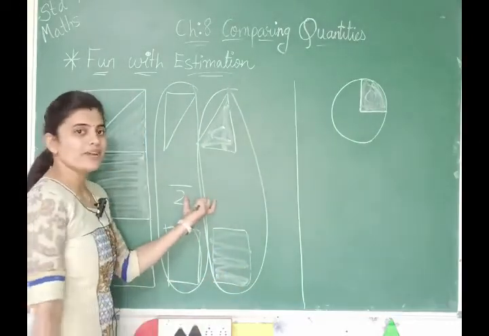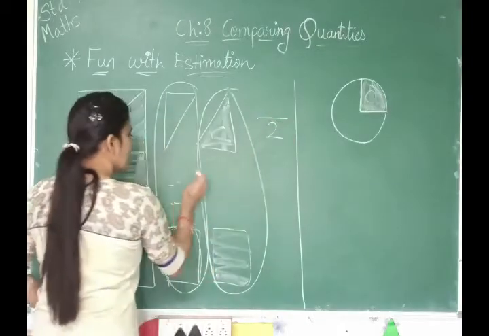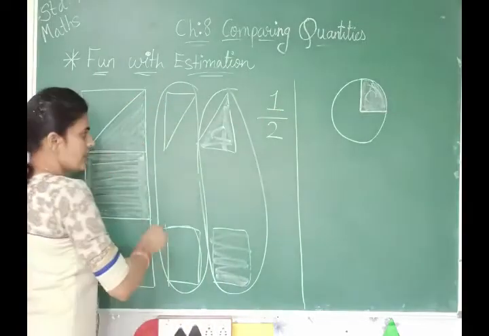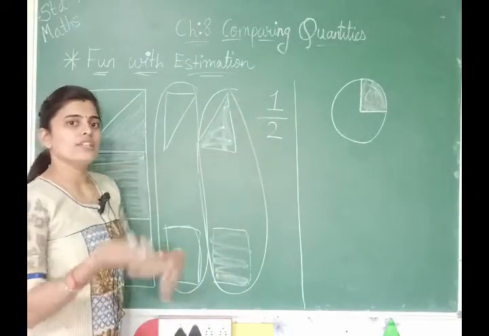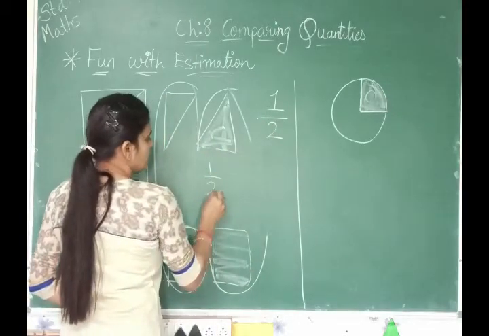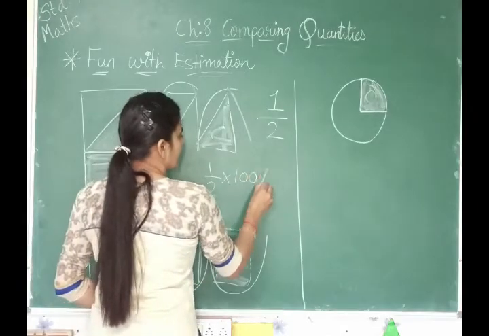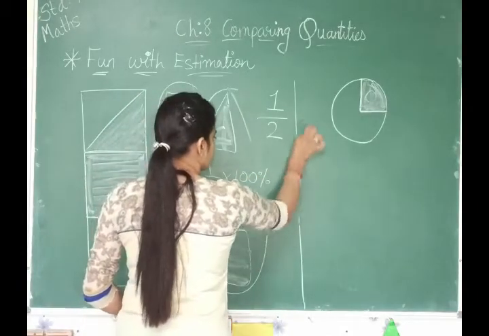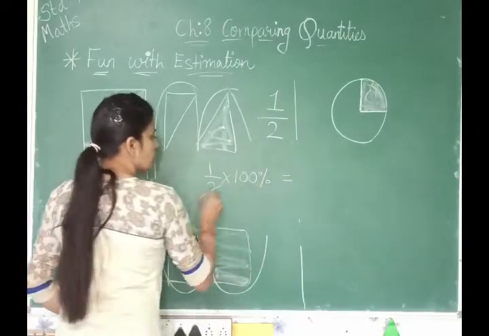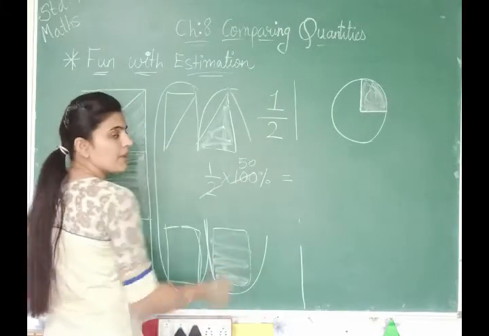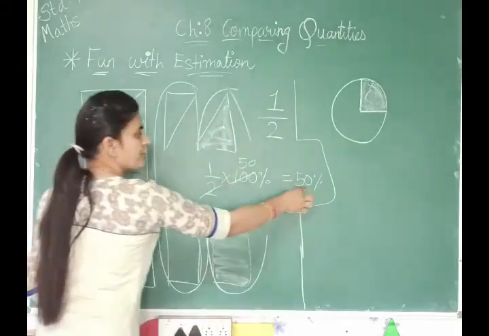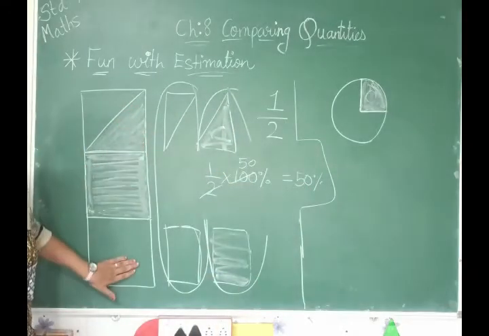That means total how many parts? 2 parts are there. Out of that 1 part is shaded. So what is the fraction form of this figure? 1 by 2. Now convert this into the percentage form. 1 by 2 multiplied by 100%. So 1 by 2 multiplied by 100%, it will be 2 50s. So 1 multiplied by 50, 50, and the percentage sign as it is. So 50% of the part is shaded in this figure.